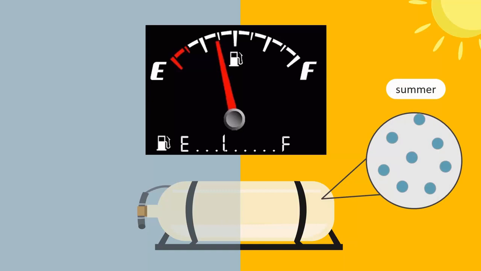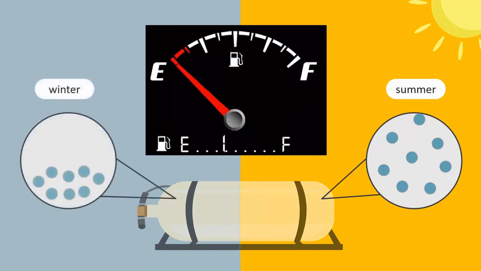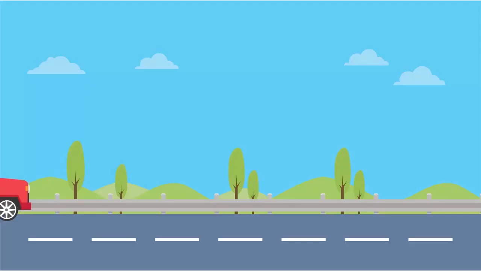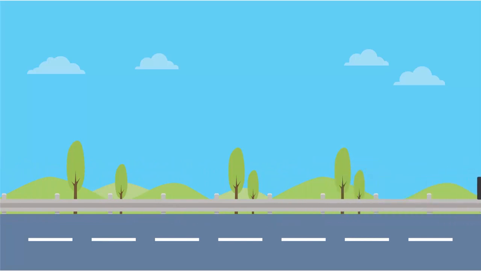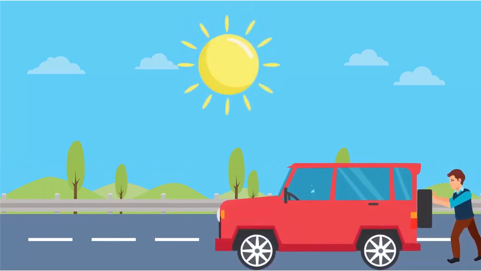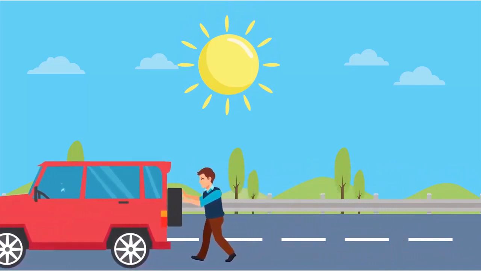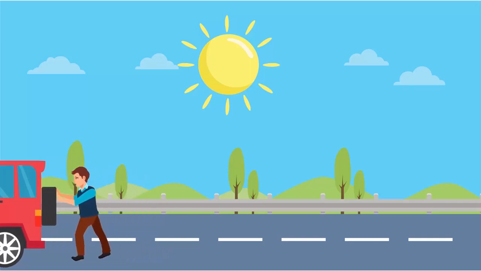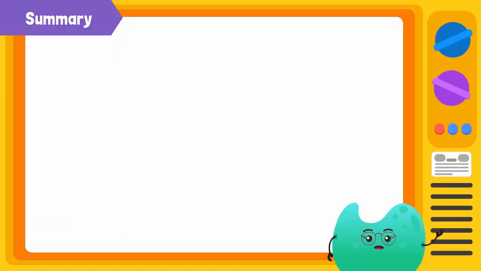So, when the fuel gauge reads empty, it indicates that there is significantly less fuel left in the tank than it would be during winter. You may get an extra 35 miles after the fuel gauge shows empty in the winter, but that won't be the case in the summer heat. So, be careful! You don't have to walk 3 miles to the gas station just because you don't know about thermal expansion. Let's summarize what we learned today.